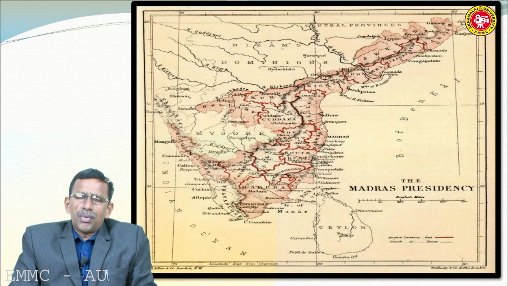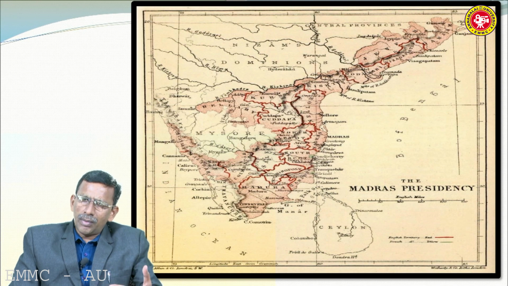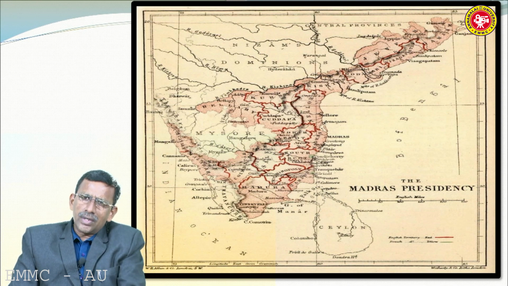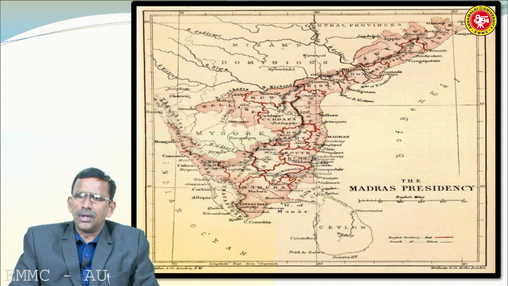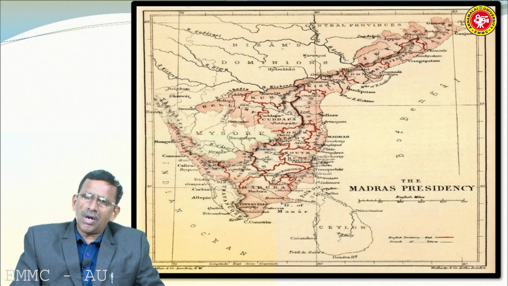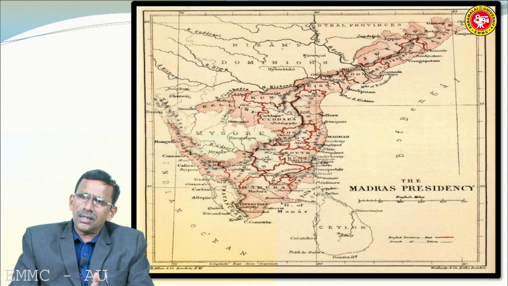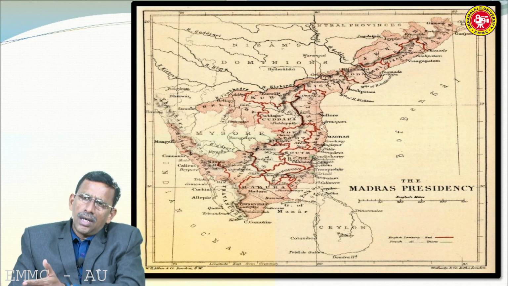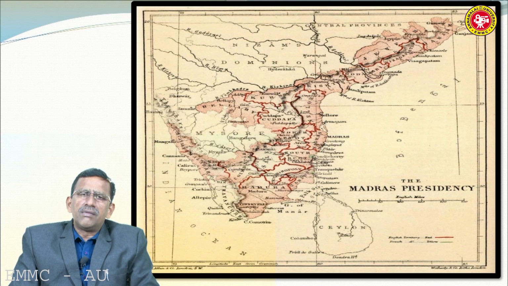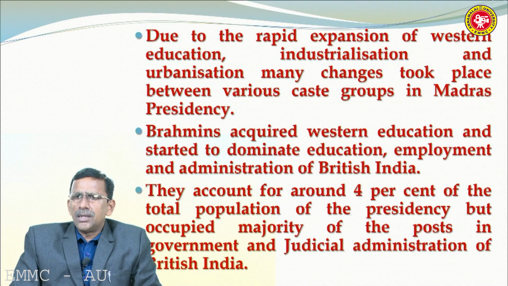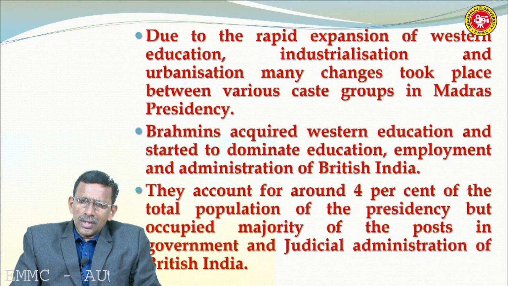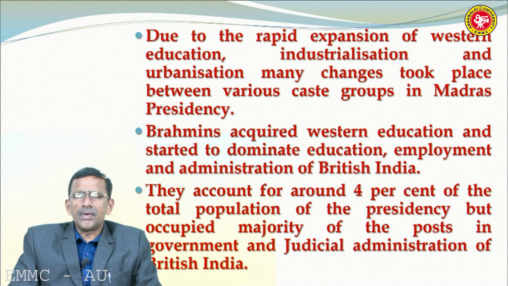Then another important aspect is, as I told you, my dear friends, the territorial jurisdiction of the Madras Presidency is given in the map. You can see that it spreads from Tamil Nadu to Kerala, and there are parts of Andhra Pradesh and even Lakshadweep and West Bengal also. The territory of the Madras Presidency was extended. And another important aspect, students, is to try to understand why the conflict between Brahmins and non-Brahmins took place.